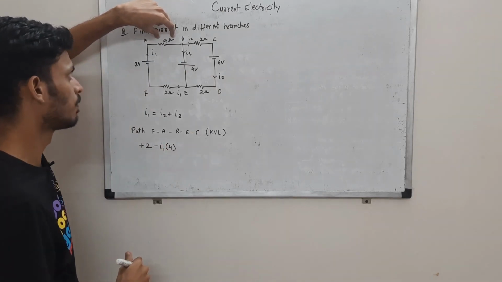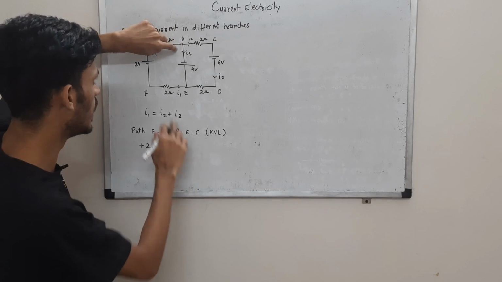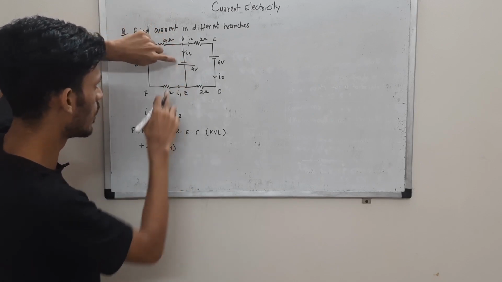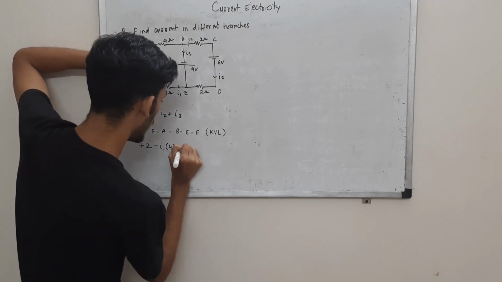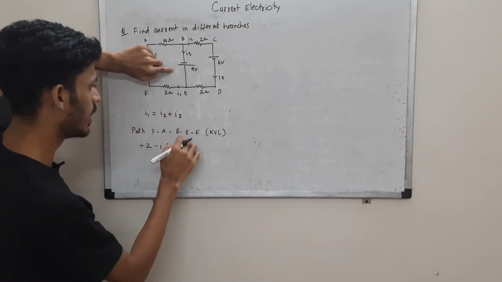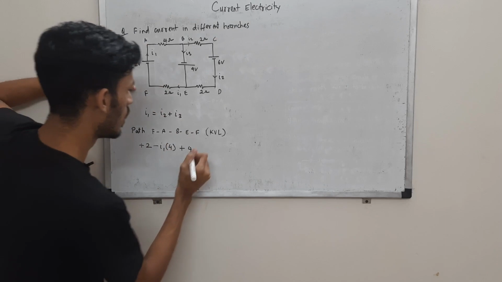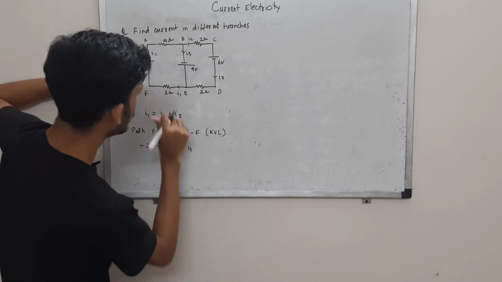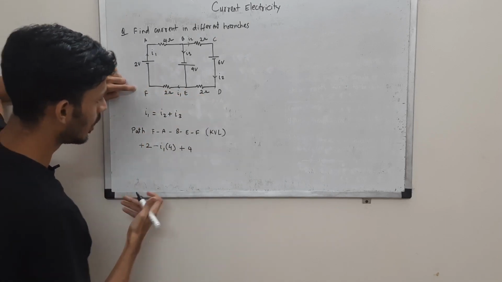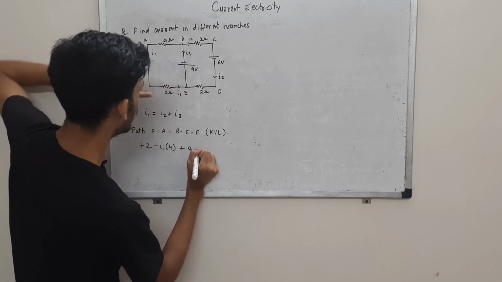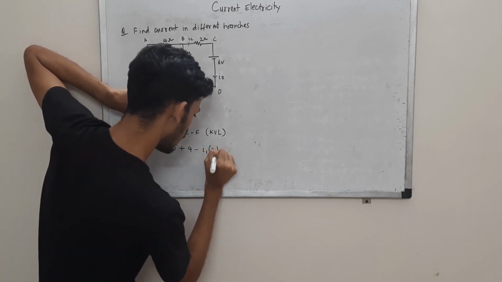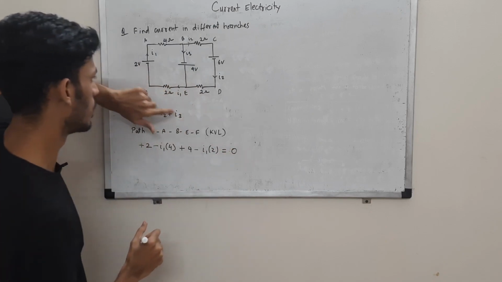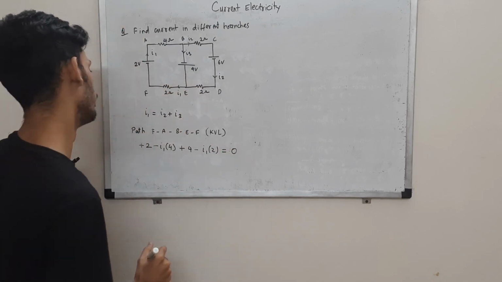Now we are moving from B to E, through this source, negative to positive, so again plus 4. Finally we are moving from E to F, again in the direction of the current, so minus I1 times 2. This is equal to 0 because we are back at point F.